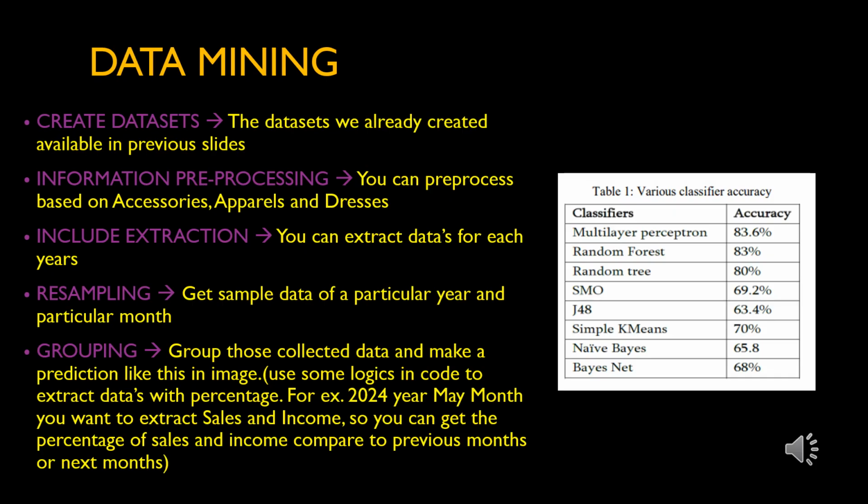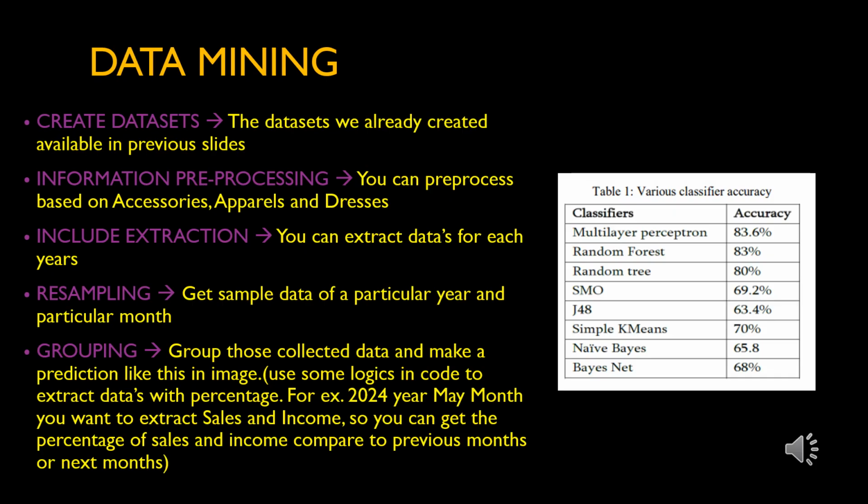For information pre-processing, based on the accessories, apparels, and dresses, we can pre-process our information based on the items count, the sales count, the income, the years, and the months. We can do multiple predictions with this, including extraction. The extraction data is for each year, so based on each year we can do the predictions. And resampling is getting sample data for a particular year or a particular month. We can resample particular things.